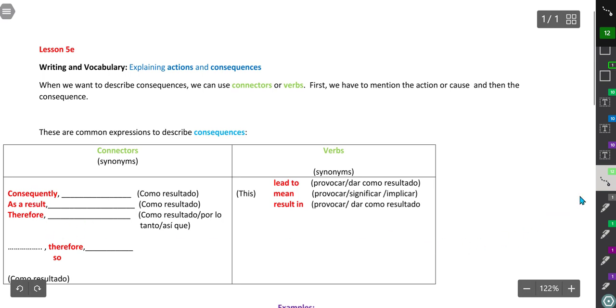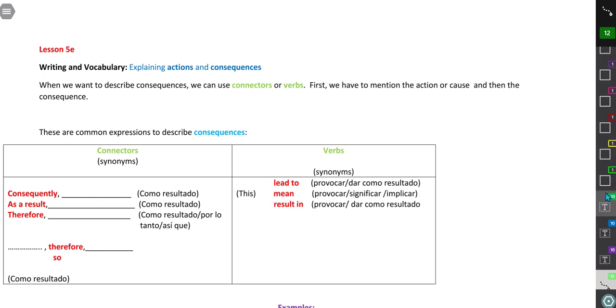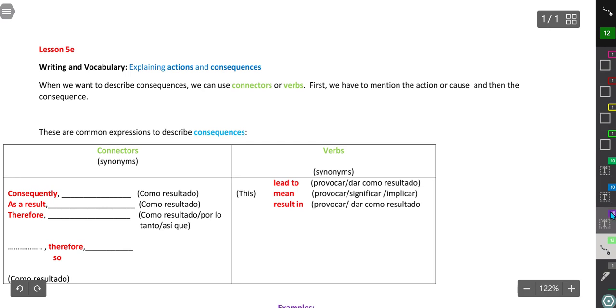different positions. So this is what it's important to identify, guys, in this example. At the beginning, consequently, as a result, therefore are very common, but for example, therefore, so, and also consequently could be in this position right here. Okay, in this case, it is important to remember that previously you mentioned an action.